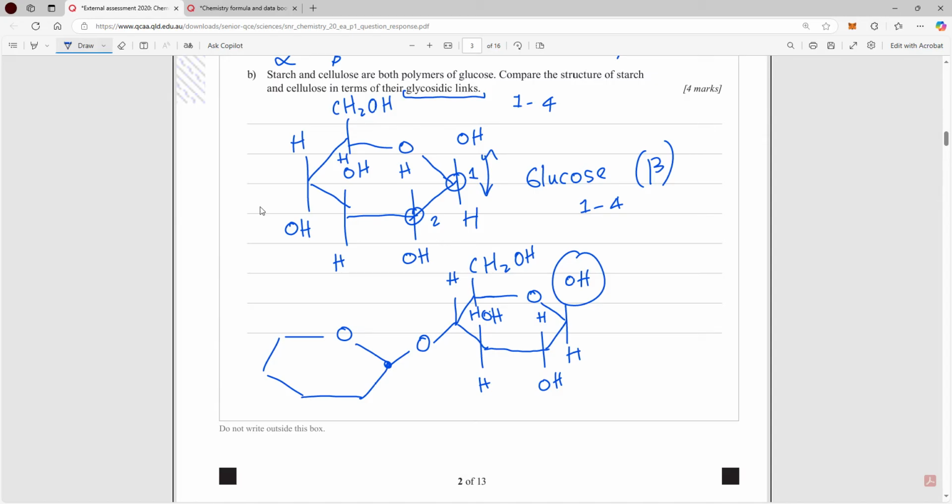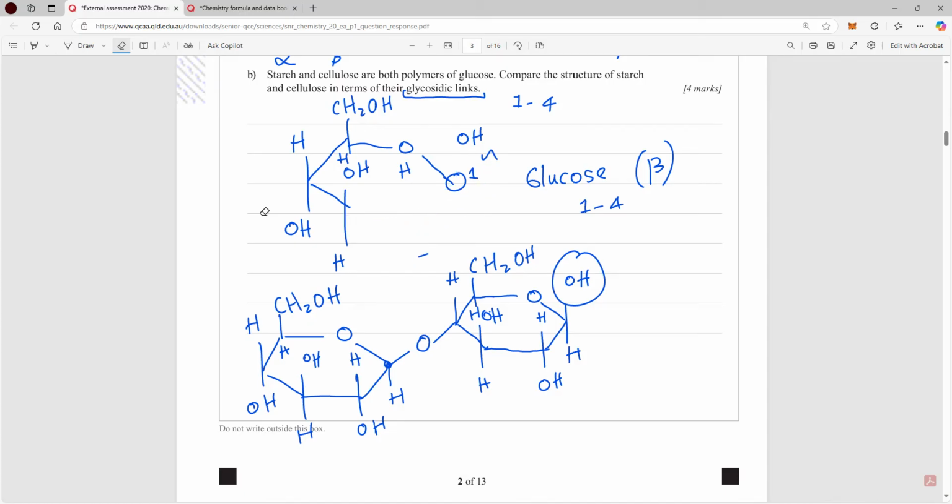So you just draw the same thing. So that's going to have the hydrogen down below. Then literally the exact same structure. OH, H, and then that would have OH, H, and then that one would just have H, and then CH2OH. So if I were to rub this out, this is what cellulose would look like.